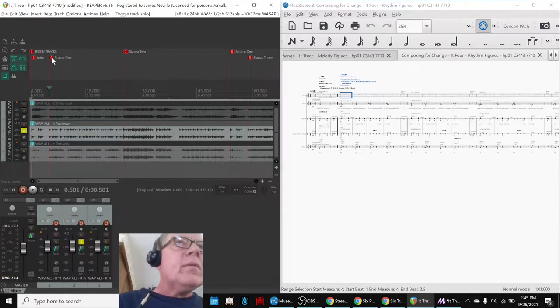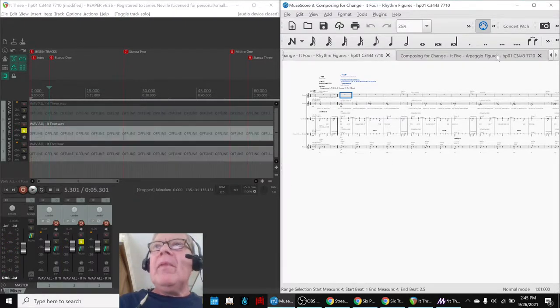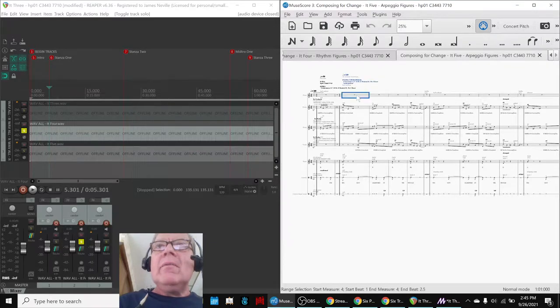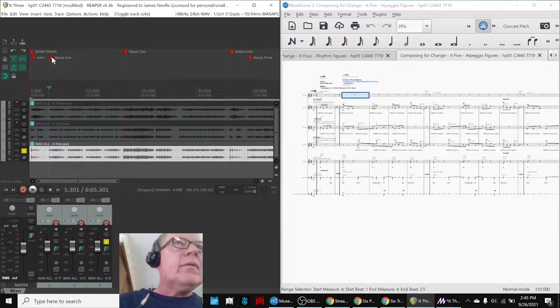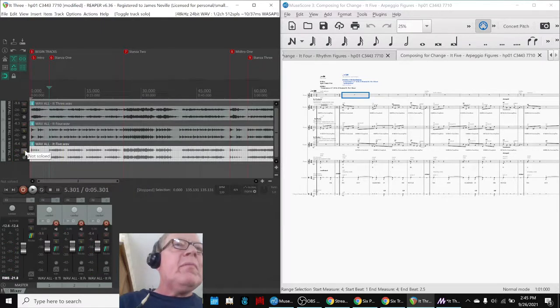Let's start with stanza 1. So that's the same. And then over here, we took 5. It sounds like this, which was the arpeggio figures. And again, we have that over here. But the beauty of it is we've been wanting to combine all three all along.